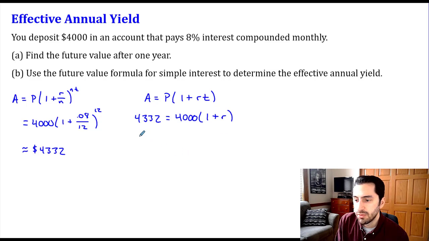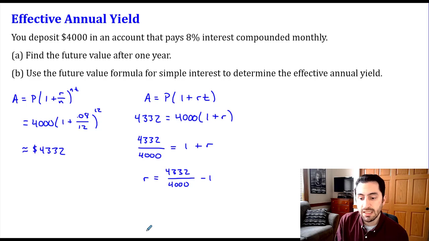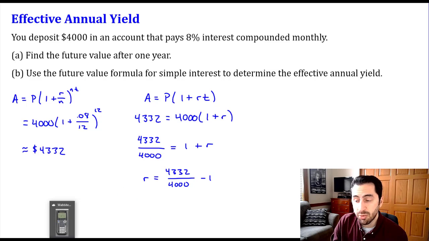So to solve for r, the first thing is I'm going to divide both sides by 4,000. So we get 4,332 over 4,000. That's going to be equal to 1 plus r. And then to isolate the r, we'll subtract 1 from both sides. So 4,332 divided by 4,000, and from that we're going to subtract 1. If I simplify that and I get my decimal, that's going to be our rate written as a decimal. So then to finish up, we can multiply by 100 to get our percent.